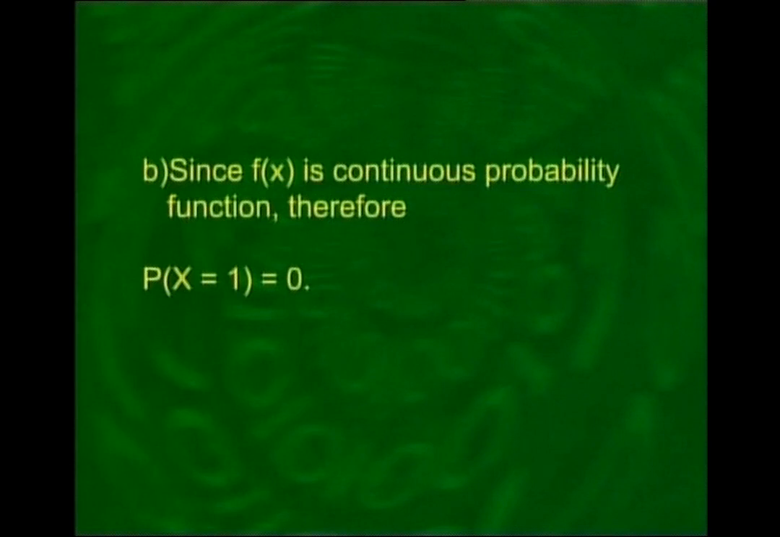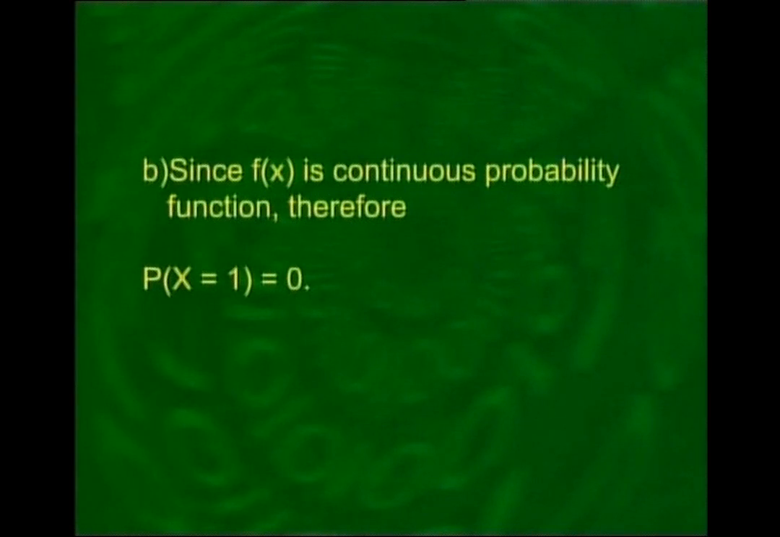Students, aapko yaad hai ke second question ye tha ke what is the probability that x is equal to 1, or third part ye tha ke what is the probability that x is greater than 1. You know, for the first question out of these two, you do not have to compute any integral for the same reason that I have discussed earlier, as you now see on the screen. Since f of x is a continuous probability function, therefore, the probability that x is equal to 1 is 0. As stated earlier, the probability of x being equal to any particular value is always zero in the case of a continuous probability function.